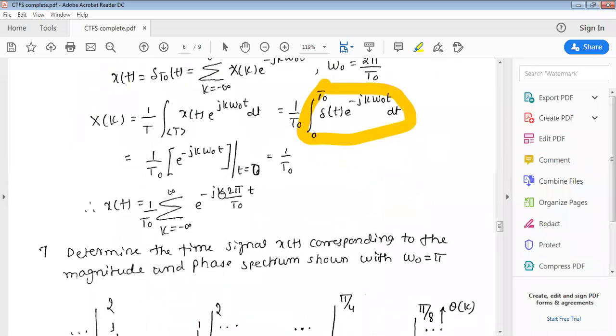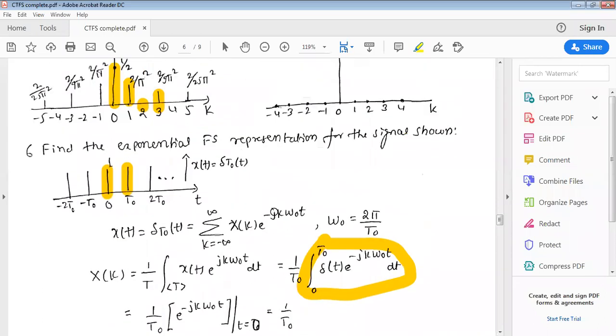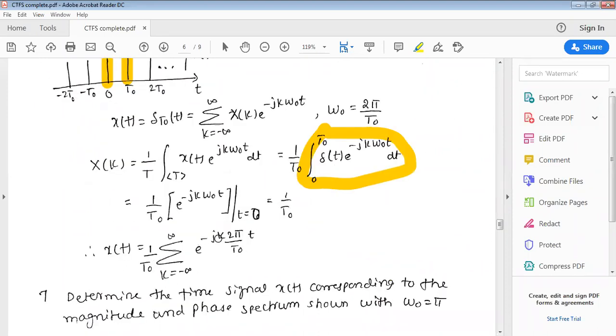So what happens? E power minus jk 2 pi t into 1 by 1. So it will become a periodic signal. What I mean is, the Fourier series equivalent of this signal is nothing but a Dirac delta function. A Dirac delta function is nothing but delta of t, which exists at this point. So the Fourier series expansion of a Dirac stream is nothing but one more Dirac stream only. The function will look exactly the same because of these values.